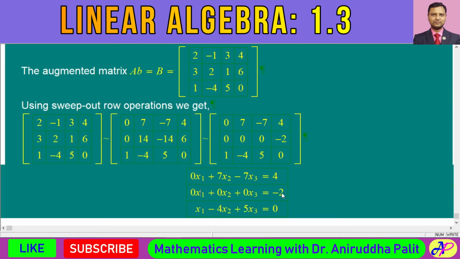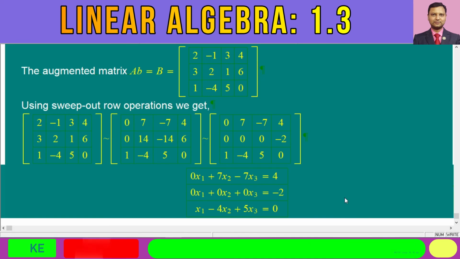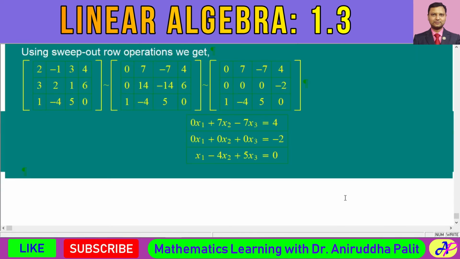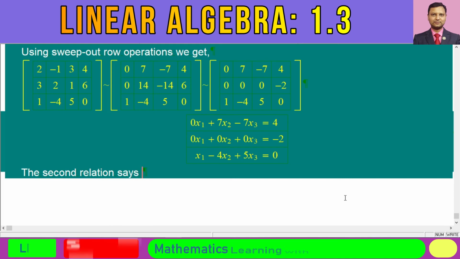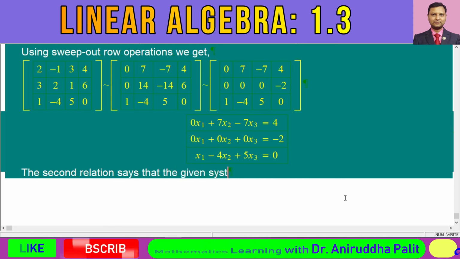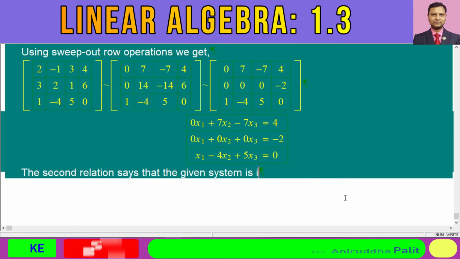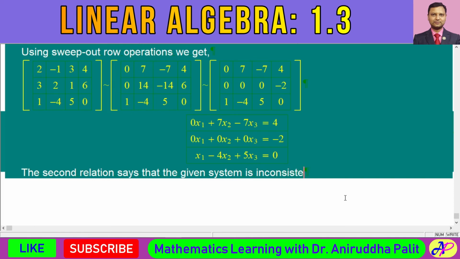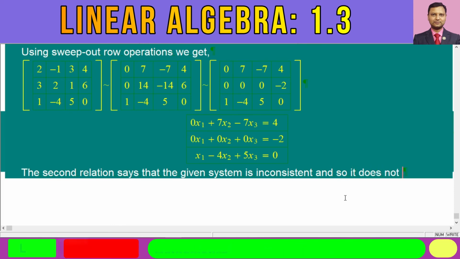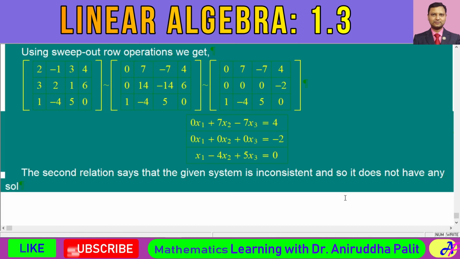Now over here, what happens if you get this kind of relation where the left hand side is equal to 0 and the right hand side is not equal to 0? Then what you need to conclude is that the second relation says that the given system is inconsistent, and so it does not have any solution. This would be your final conclusion.